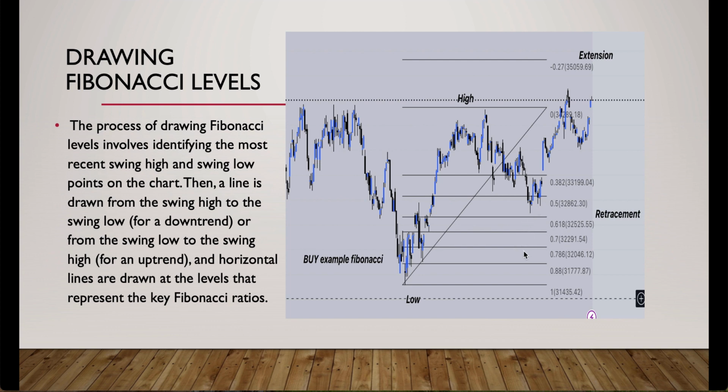Stop loss below one or two levels, depending on how big your risk appetite is and what your trading plan is. And we can anticipate it going up to 100% or even above 100%, which is the extension level, as our TP levels.